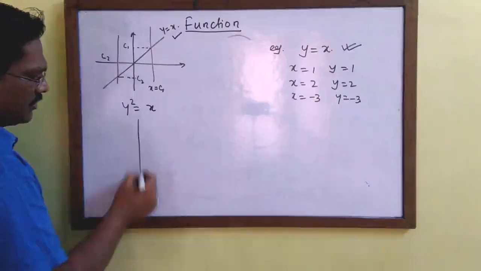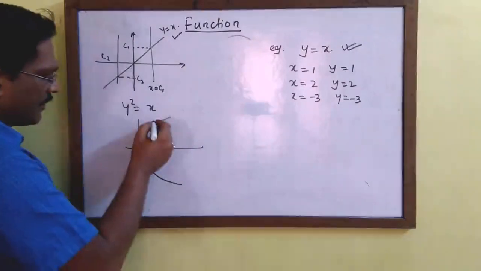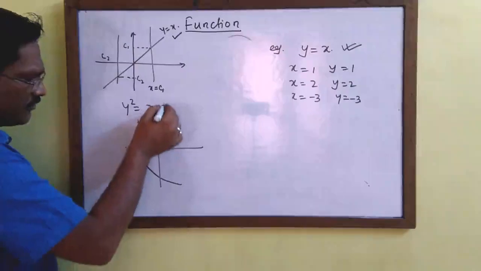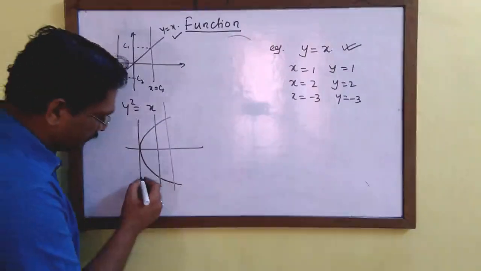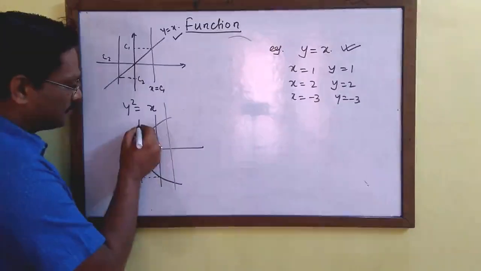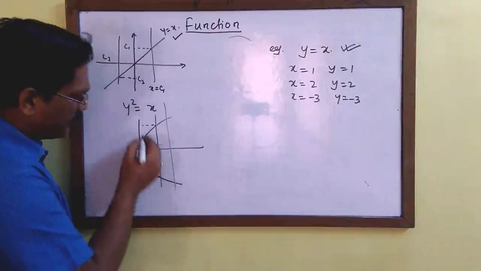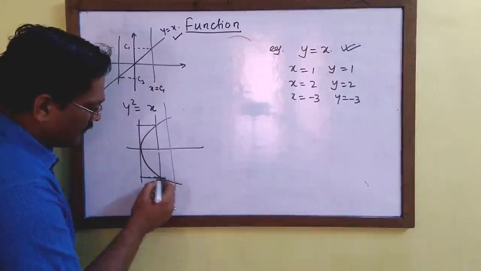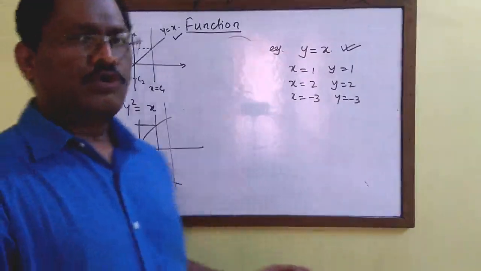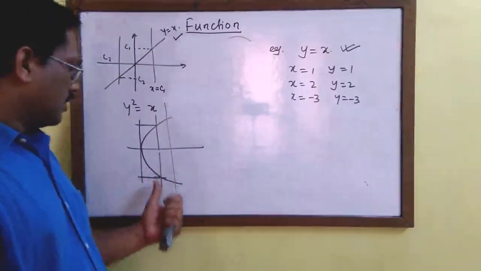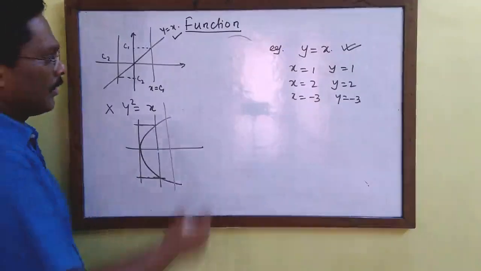Whereas if I consider the graph of y square equal to x, and I draw a line parallel to y-axis, it always cuts the graph at more than one point. So it means that corresponding to this value of x, we get two different values of y. If we are getting two different values of y, the output is not unique, so I cannot say that this is a function.